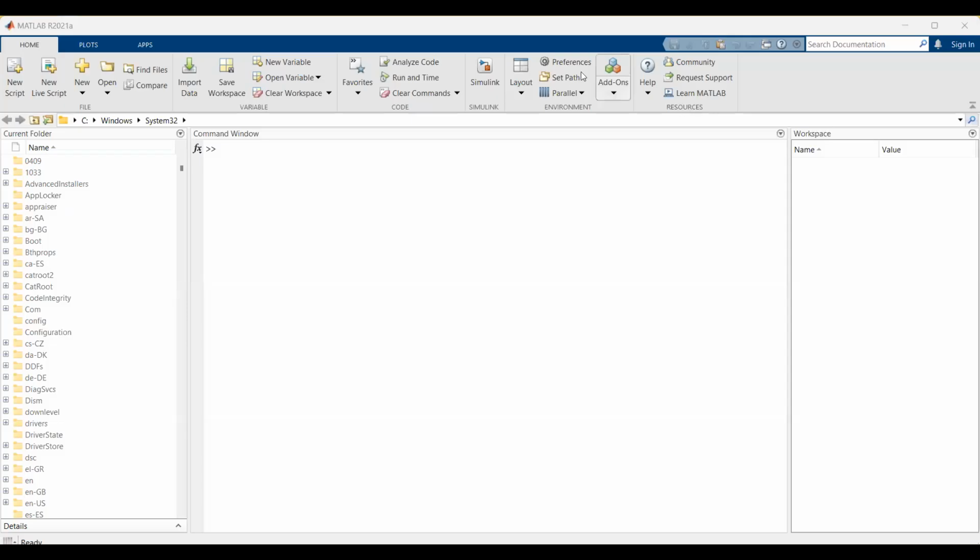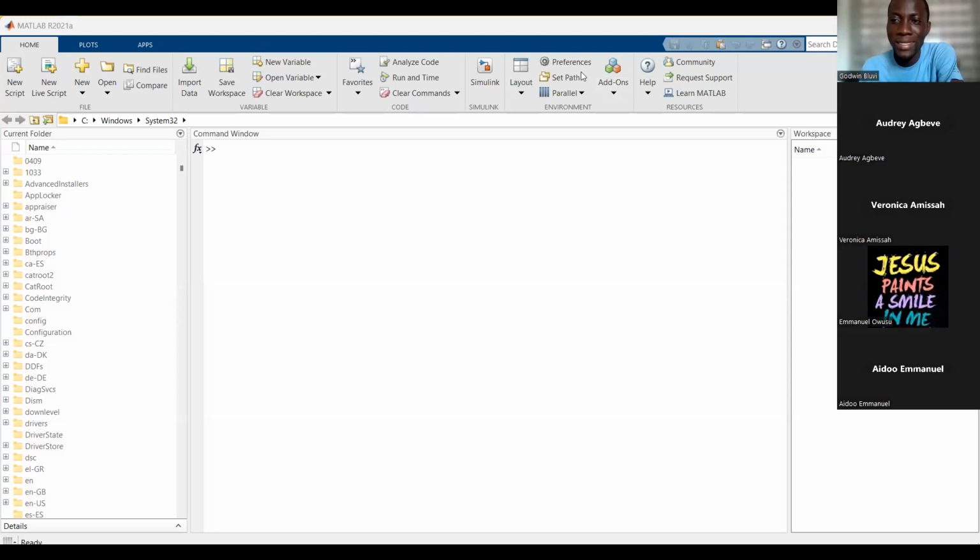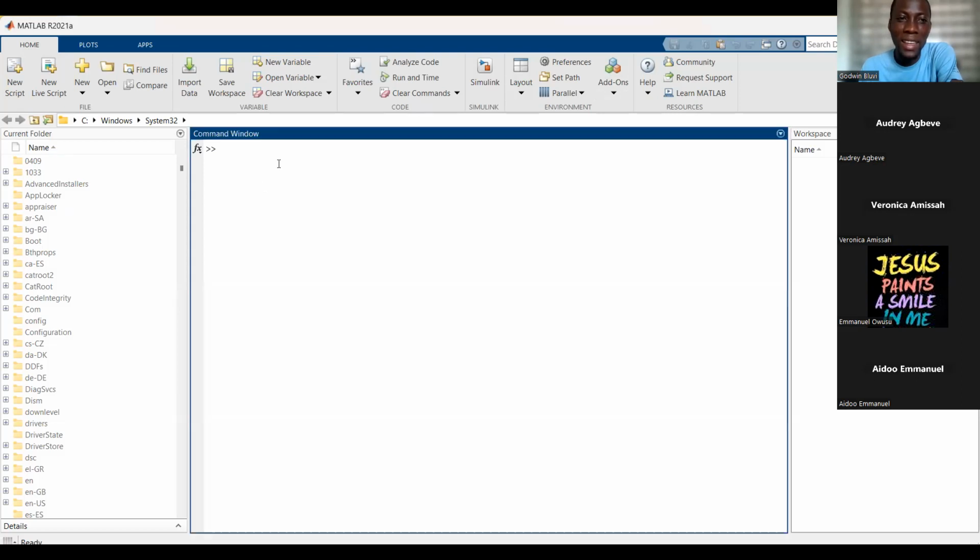Okay, so whenever you start a MATLAB window, you see the file directory. You see Windows System 32. When you start MATLAB, everything is on your Windows system. Currently, that's where MATLAB is going to operate from. Just know that whatever you do, you might not be able to work with it.